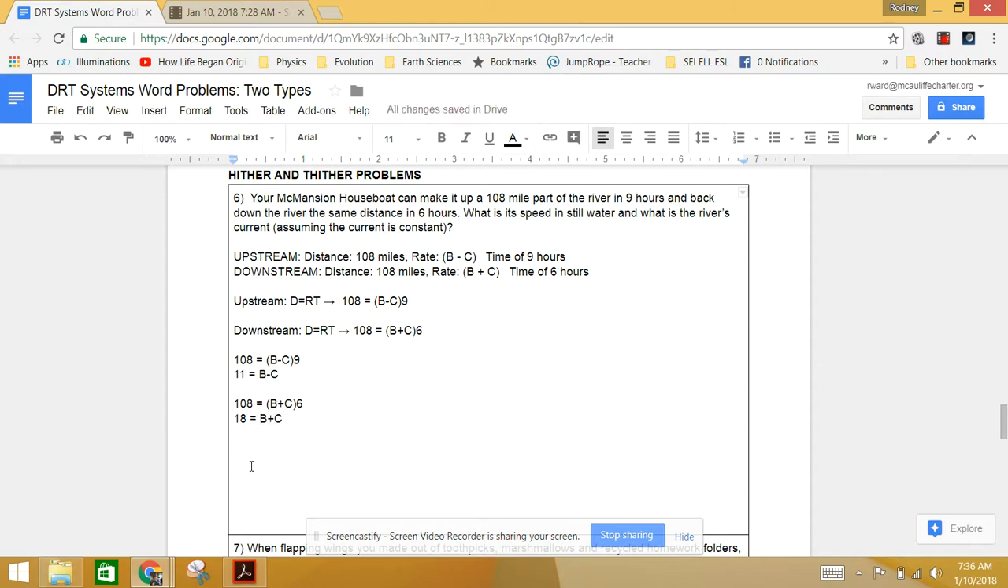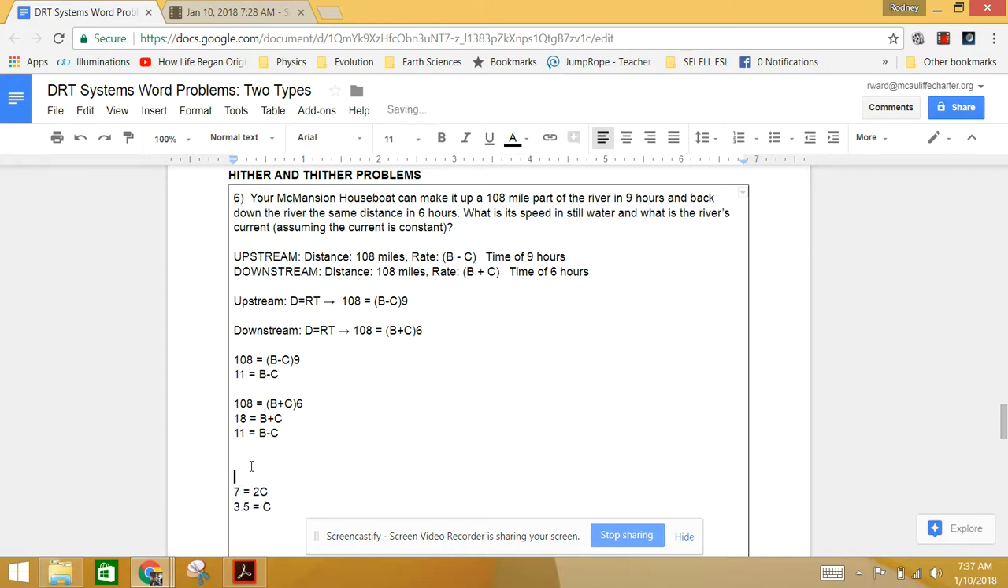So now I've got two equations that are a little easier for using the elimination method, though I could certainly use the substitution method with these. I'm going to subtract them if I want to get rid of b, or add them if I want to get rid of c. I will start by subtracting them. 18 minus 11 is 7, and that's going to equal 2c. So my current is going to be half of 7, so divide both sides by 2, and I get 3.5 equals my current.